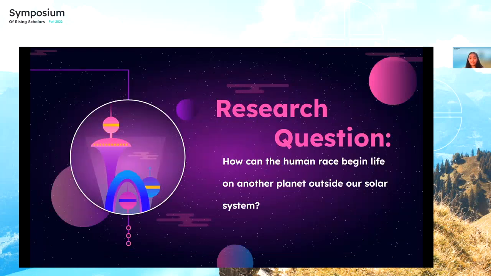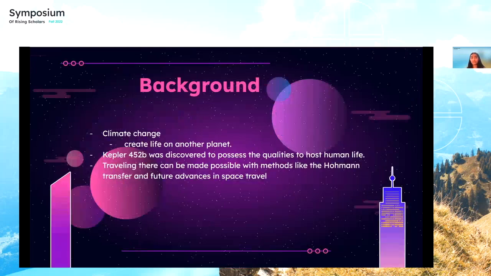So my research question was, how can the human race begin life on another planet outside of our solar system? Some background information: climate change has been kind of ruining the state of our Earth, so we might need to look into creating life on another planet. Kepler 452b was discovered to possess the qualities to host human life. Traveling there can be made possible using methods like the Hohmann transfer and future advances in space travel.